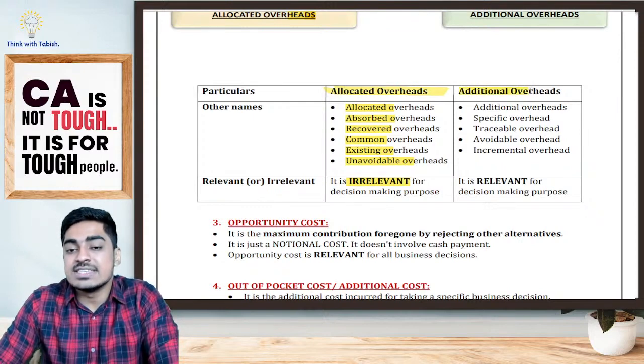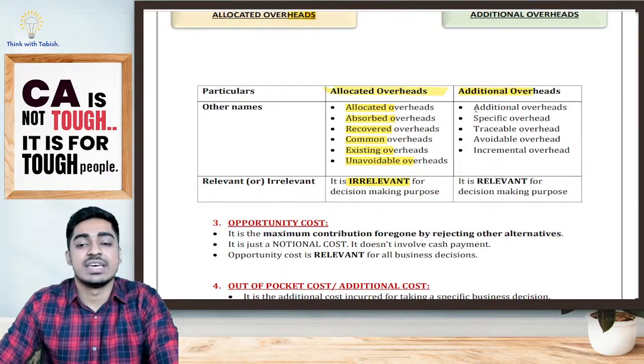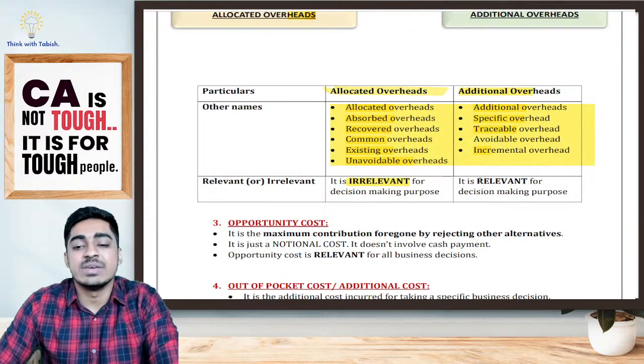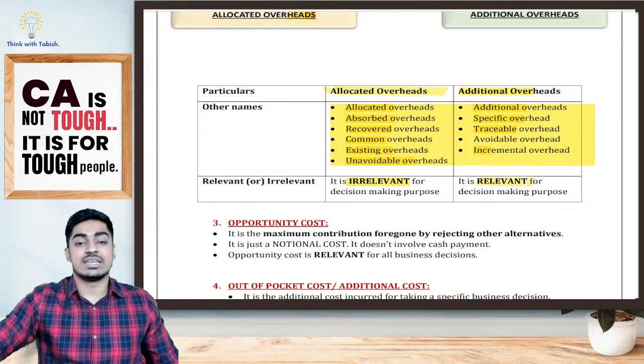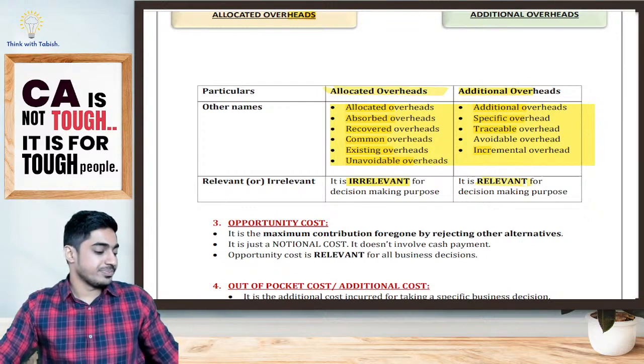However, if there is any additional overhead cost, additional, specific, traceable, avoidable, incremental, all of that will be relevant for decision. Yes, what is it? Again, let us try to understand it.